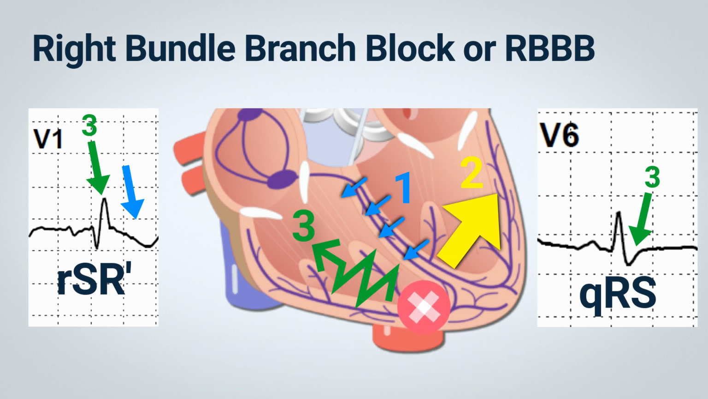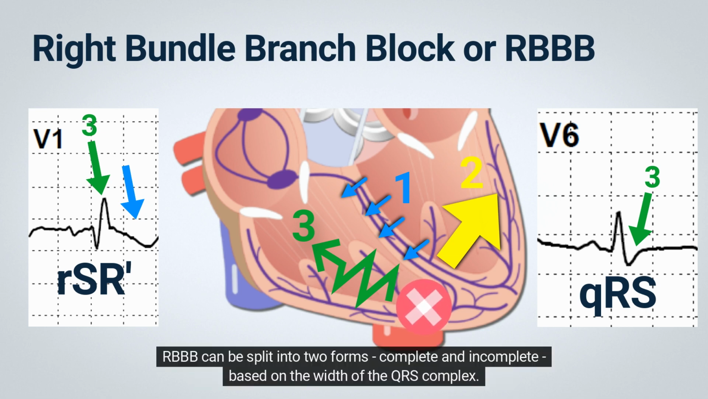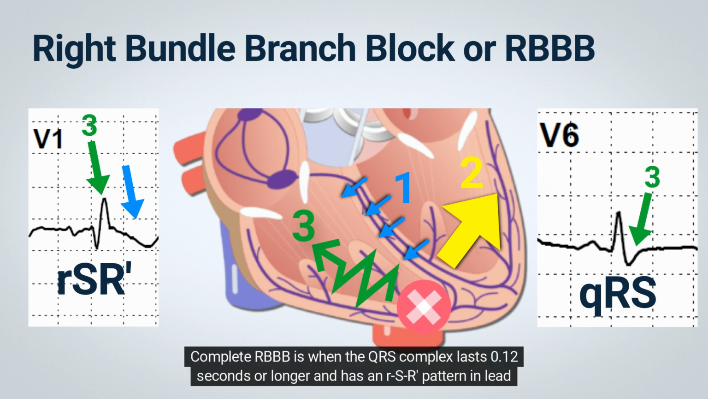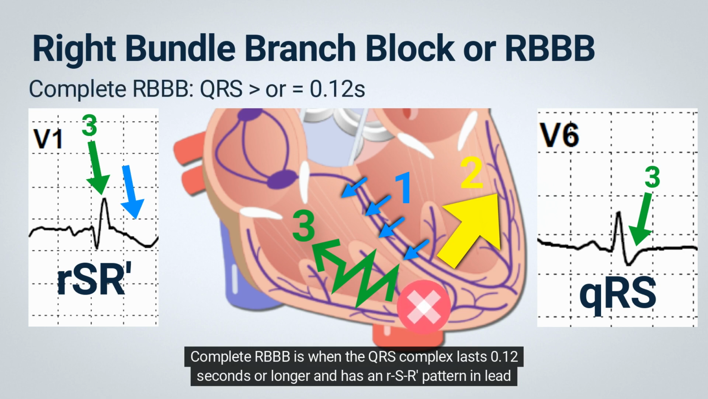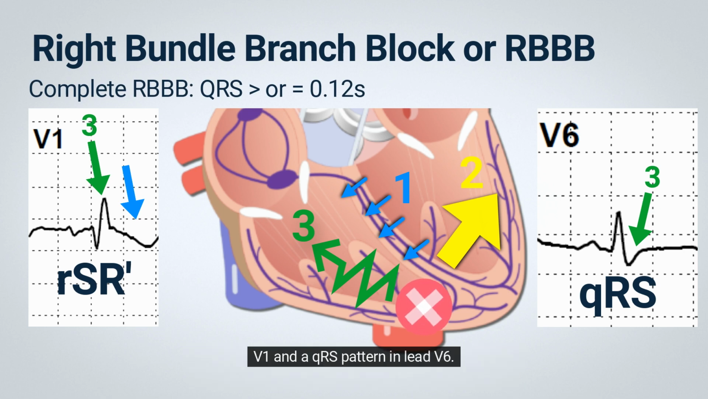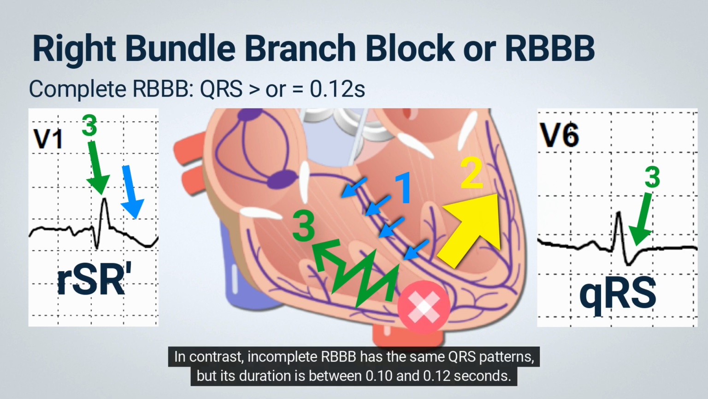RBBB can be split into two forms, complete and incomplete, based on the width of the QRS complex. Complete RBBB is when the QRS complex lasts 0.12 seconds or longer and has an RSR pattern in lead V1 and a QRS pattern in lead V6. In contrast, incomplete RBBB has the same QRS patterns, but its duration is between 0.10 and 0.12 seconds.